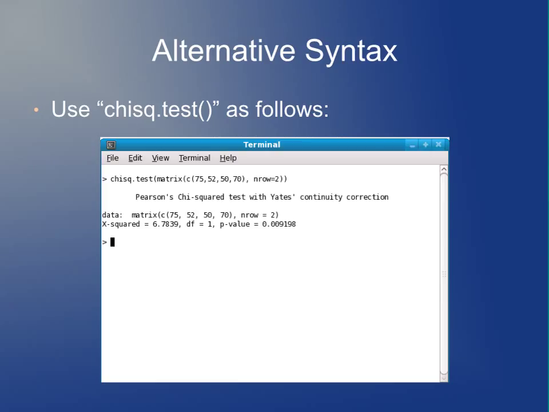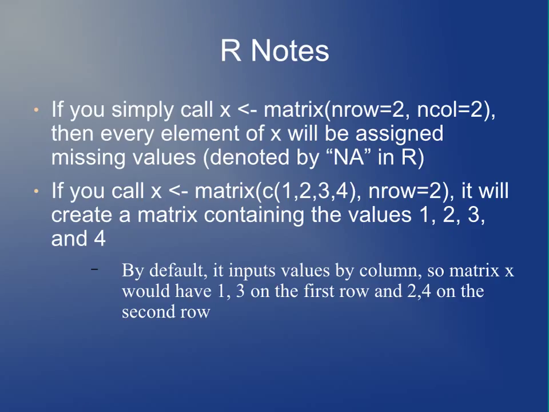Another way you can do this, if you want to save yourself some typing, is to use the matrix command directly in chi-square.test, being sure to specify that there are 2 rows, and you can see that you get the same numbers that we got on the previous slide. And if you simply say x equals matrix nrow equals 2, ncol equals 2, that'll create an empty matrix where every element of x will be a missing value.